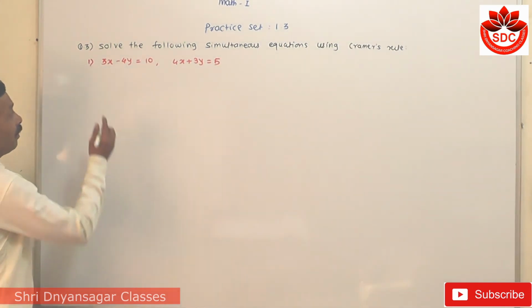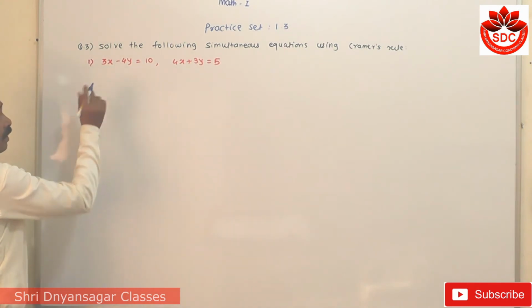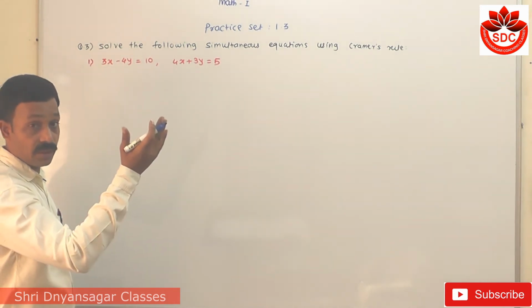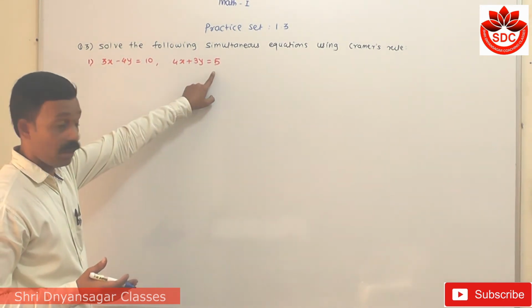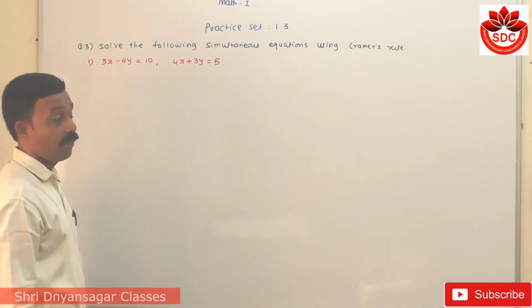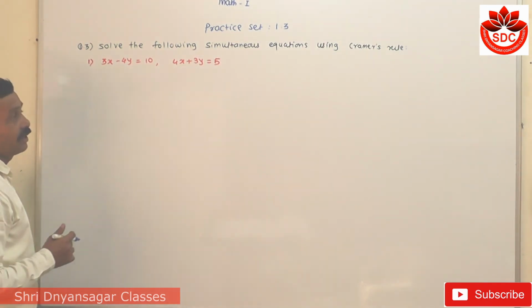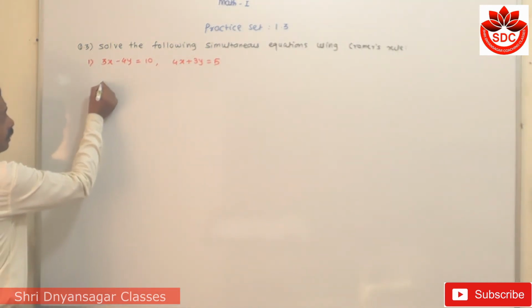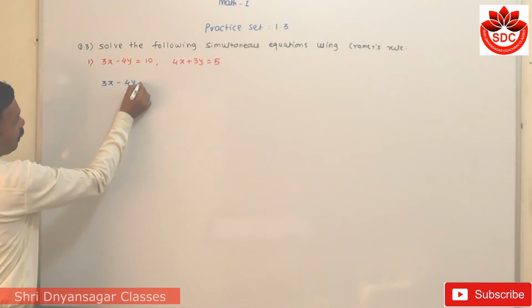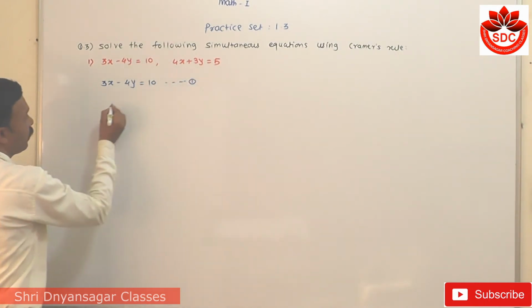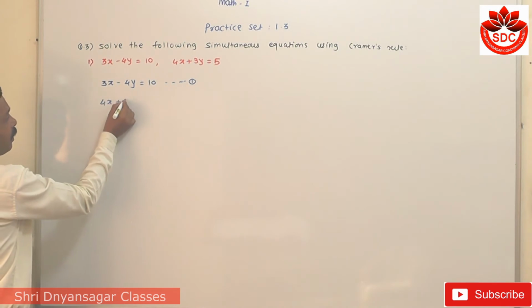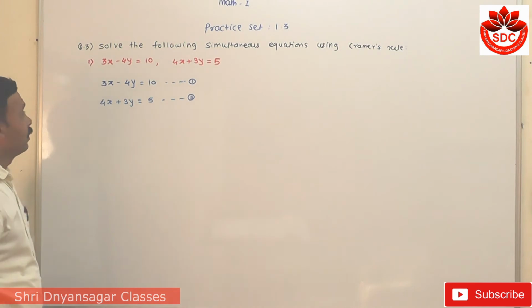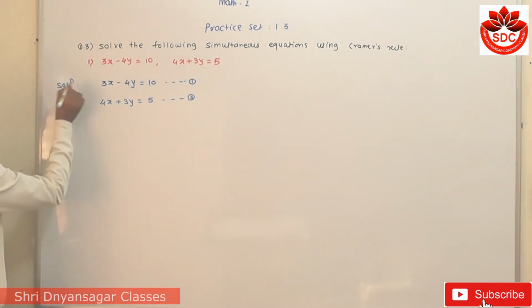So look carefully. Now for this, first I have to write. When we find the value of the determinant, first transpose the value of c to the right hand side. In our example the c values are already on the other side. So we take the value of the determinants by using the rule. First I number the equations here: 3x minus 4y is equal to 10, this is equation number first, and the second one is 4x plus 3y is equal to 5, equation number second. This is the solution.